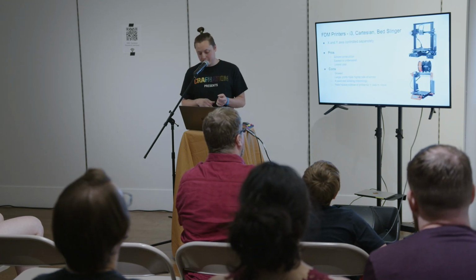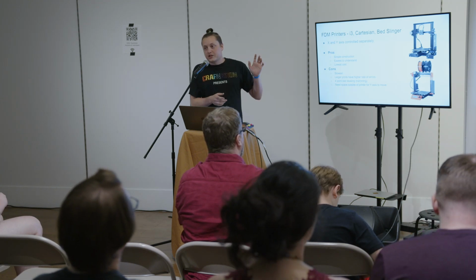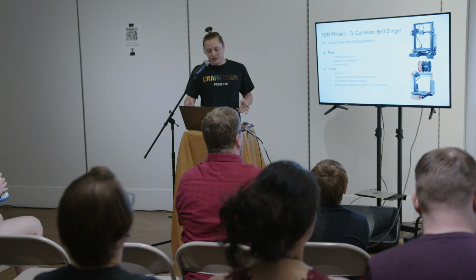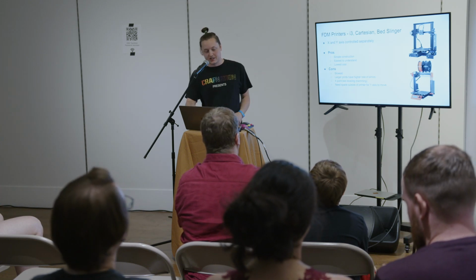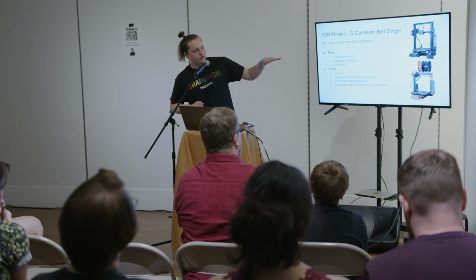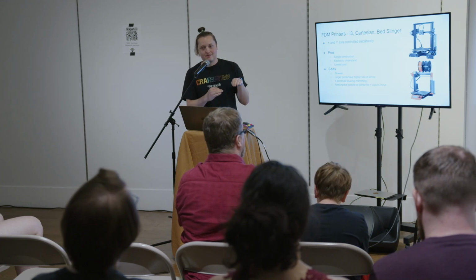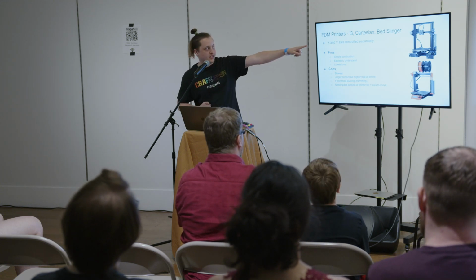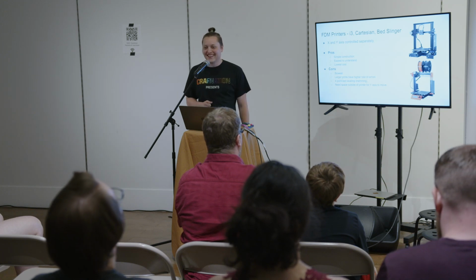So the most common printer for a long time that you would see is this bed slinger style, where the y-axis is the bed at the bottom, and it basically just moves the whole thing forward and backwards. And then the x-axis moves separately as that tool head up top.